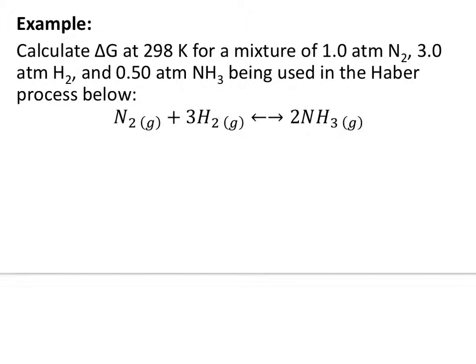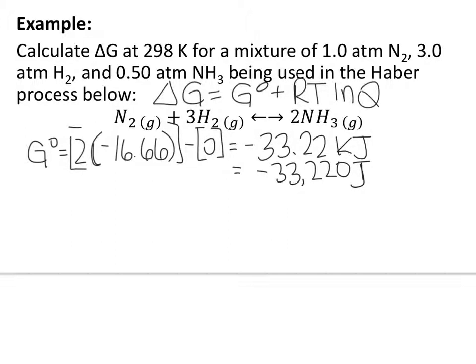All right. So we are now going to find delta G at 298 Kelvin for a mixture of those gases at those pressures being used in the Haber process below. I want you to pause the video and try it. And yes, I'm serious. You can figure this out. You have the information with you. I'm going to give you plenty of time, but you can learn on your own, despite what you may think. Come back in a bit.